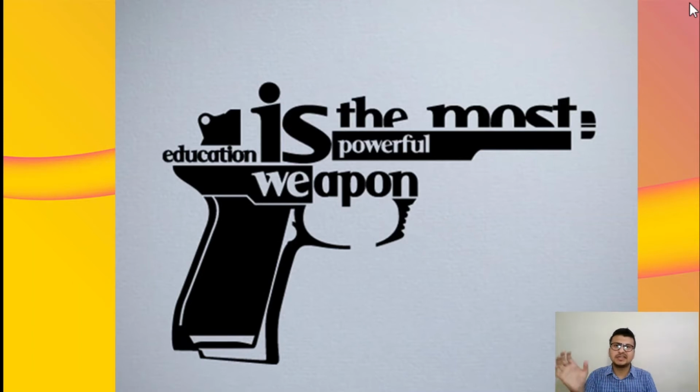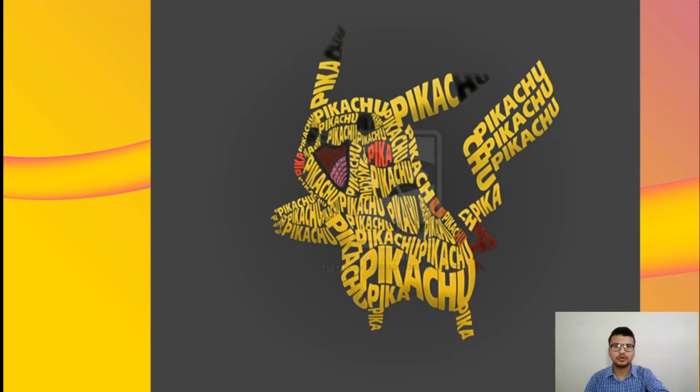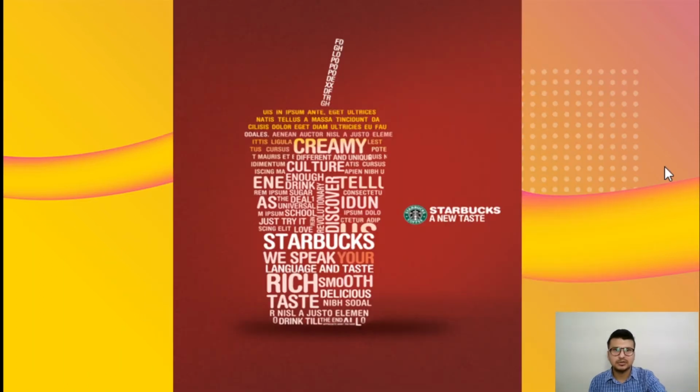Now we are arranging the letters like words: education is the most powerful weapon. Inside the weapon, we are embedding the text and the image, so that gives a different meaning. We can talk about the second example. This is Pikachu, one of Pokemon's cartoons. The words Pikachu used to say, like Pika, Pikachu, you can see inside this illustration of Pikachu, and the color of Pikachu is yellow, so yellow is used, and in the eyes you can see red and pink. Coming to the third example, it's the world-famous coffee house Starbucks.